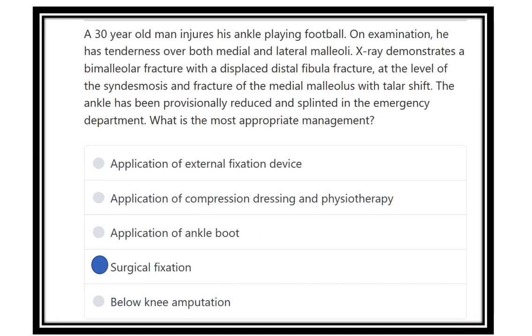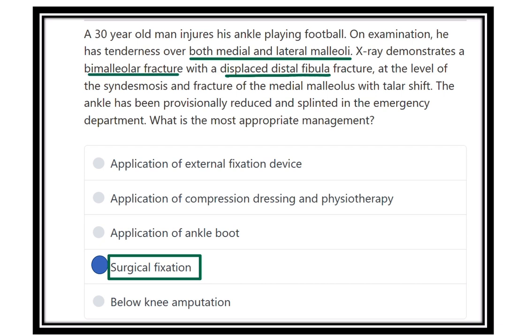So what is our answer? Our answer is surgical fixation. Why surgical fixation? Because there is a fracture of both malleoli, that means the medial and lateral malleolar fracture, with tenderness and a bimalleolar fracture. There is a displaced distal fibular fracture, and there is displacement of the talus bone.